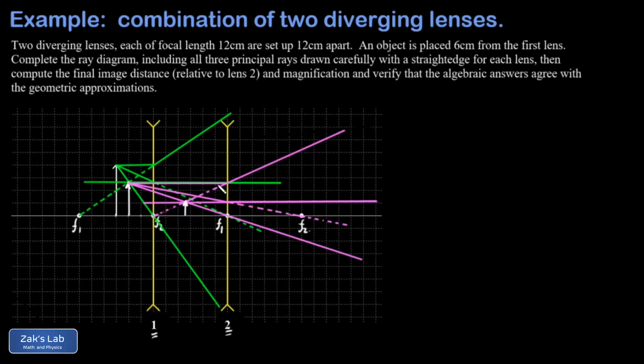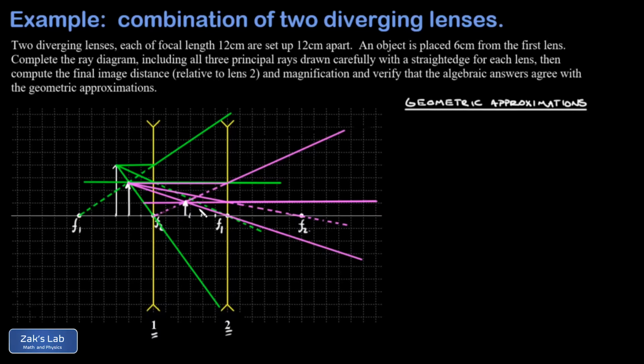And now we can get a geometric approximation for the final image distance relative to lens 2 and the total magnification of the image. So remember that every grid space on this grid is 2 centimeters. And I count 1, 2, 3, and a little bit. It looks like slightly less than 7 centimeters for this image distance.